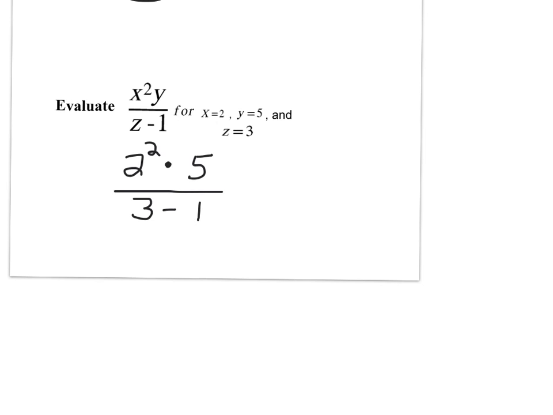So I'll follow order of operations and do the exponent first here, so that's 4 times 5, and then I'll go ahead and do the 3 minus 1, which is 2. And so that's 20 over 2, or 10 is my final answer there. My final value for this expression when x equals 2, y equals 5, and z equals 3.